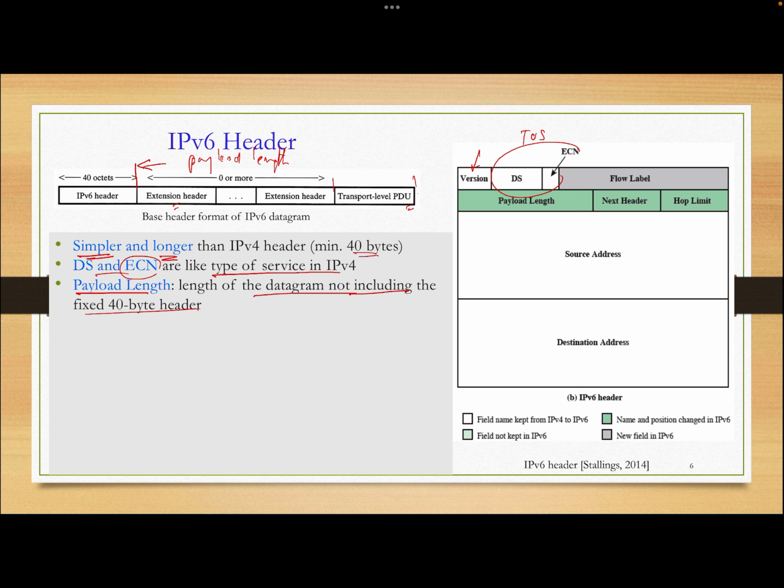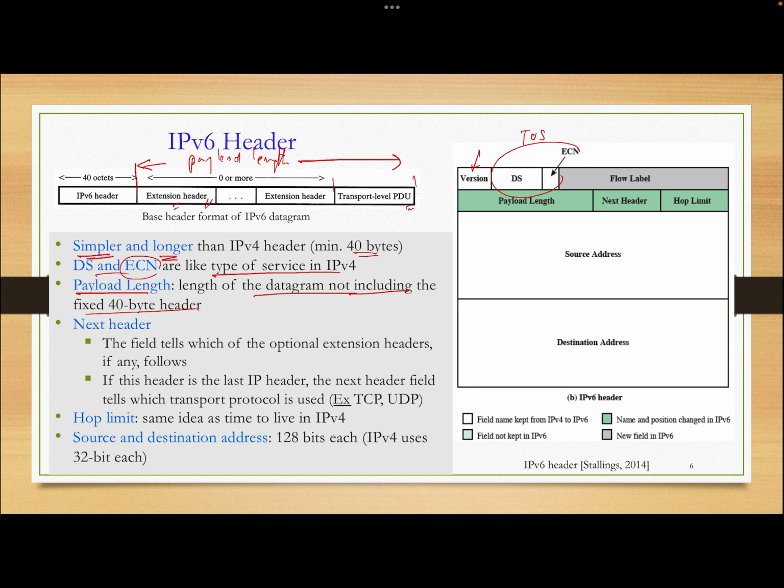They try to design the header so that it has fewer fields inside. So whatever you want to put in the header for a specific application, you put it in the extension header. The next header tells which of the optional extension headers follows. If this one is the last IP header, the next header field just puts the transport protocol that we use, like TCP or UDP. So if this is the last one, it's put here in the next header part.